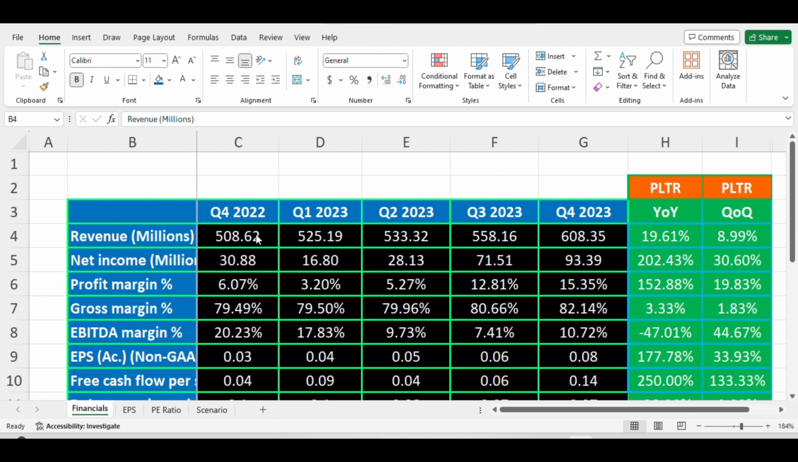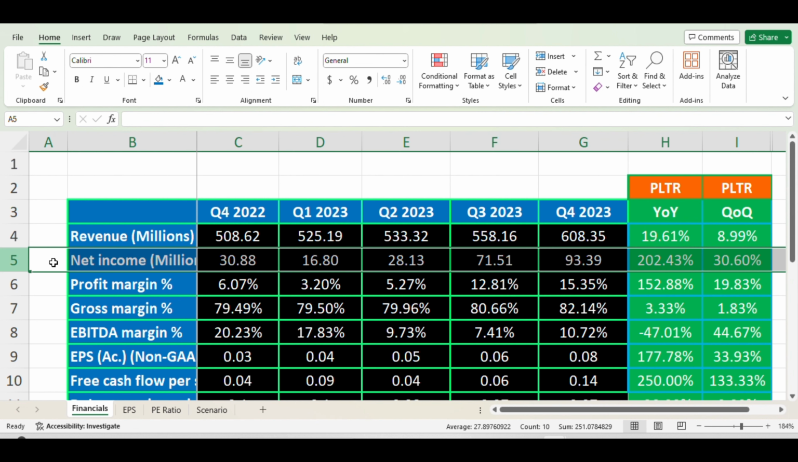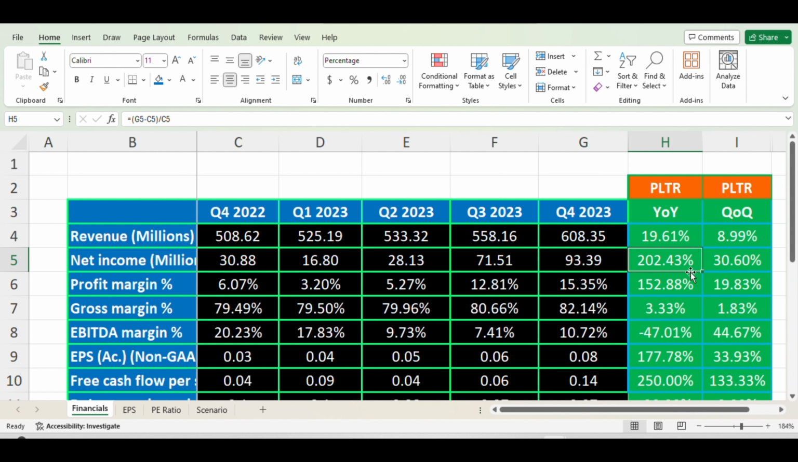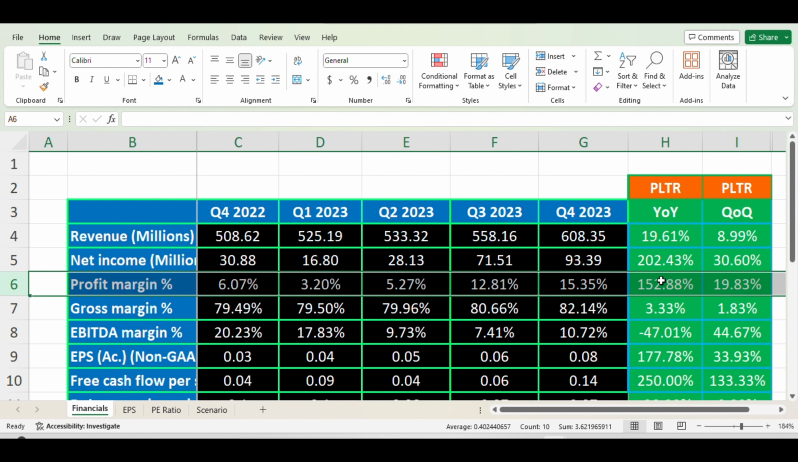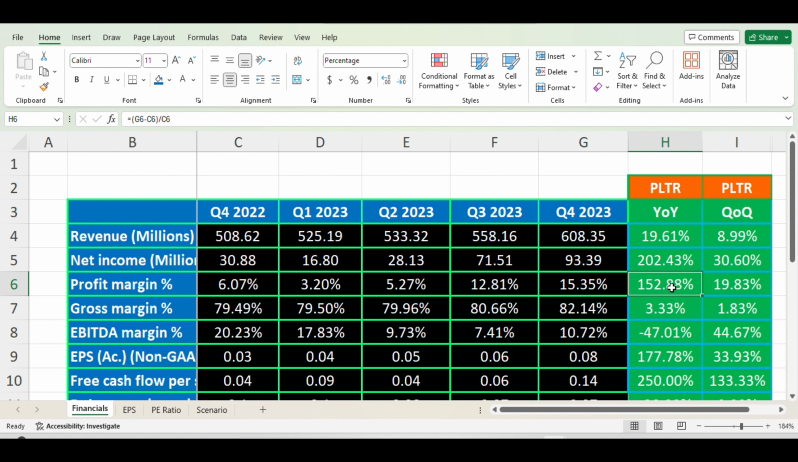Starting with the revenue, if you take a look at the last 5 quarters, year over year growth is 19% and quarter over quarter is 8.9%. The net income is also going in the right direction, 200% up year over year and 30% up quarter over quarter. Profit margin is also going in the right direction, 152% up year over year and 19% up quarter over quarter. Gross margin is also going in the right direction, but not by much, only 3% up year over year and 1.8% quarter over quarter.